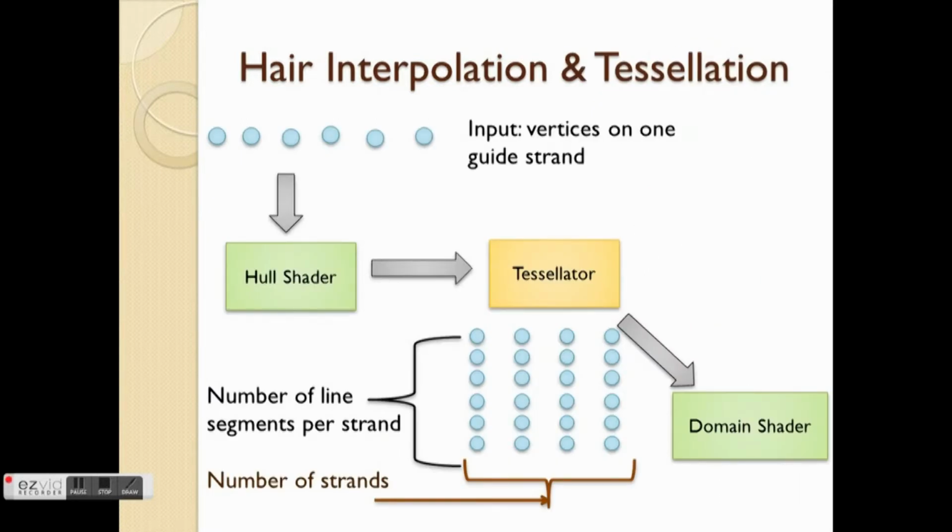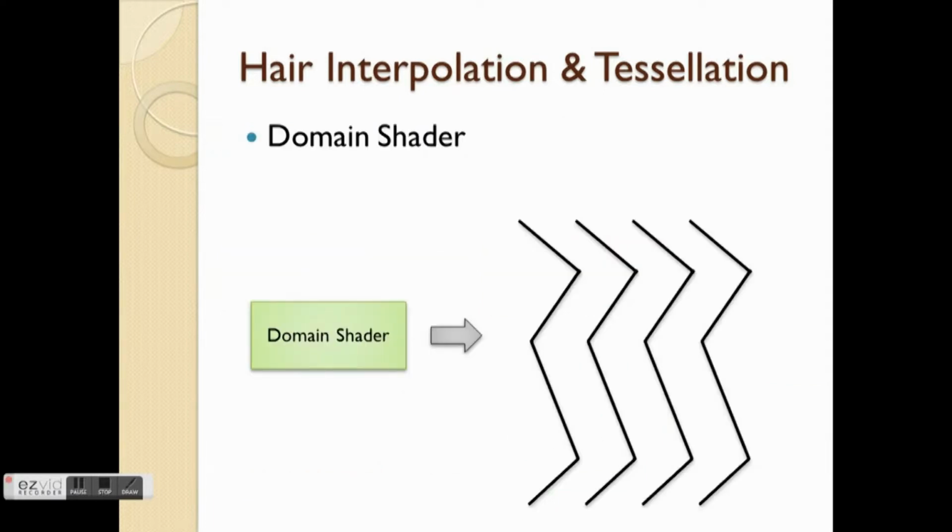The tessellation engine has three components: hull shader, tessellator, and the domain shader. Our input is the vertices on the one single guide strand. Then in the hull shader, we compute the two tessellation factors. One is the number of strands, that's how many new strands we want to create. And the number of line segments will define how smooth we want our strand to be. And then we generate this topology in a tessellator. Then we send this information to our domain shader.